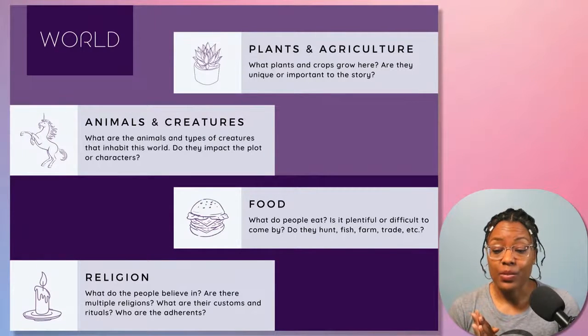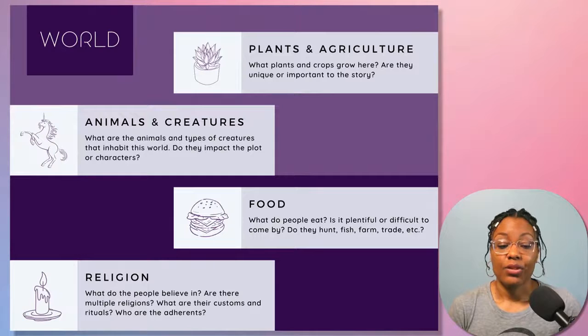Food, what do people eat? Where does it come from? Do they hunt or fish? Are they getting it at the grocery store? Are they gardening? Religions, what do people believe in? All of these things can create conflict and are all part of the rich tapestry of world building. And that's really what the Story Bible is about, keeping track of all of these details.